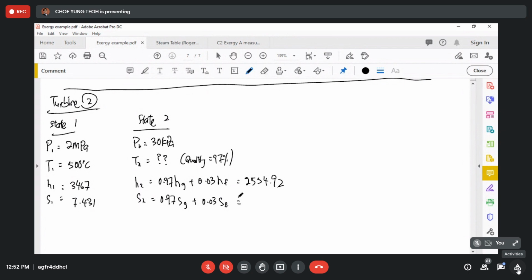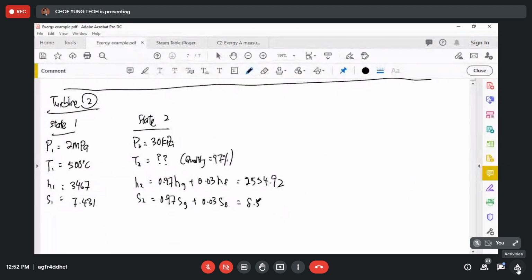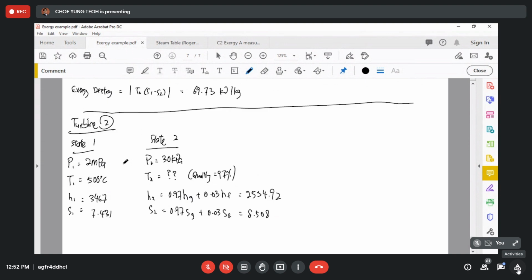And then for the entropy, same thing, 7.767, which is for gas, times 0.97 plus 0.944 times 0.03. So I get 8.508. Okay, now we have all the entropy and enthalpy, then we can find the reversible work.